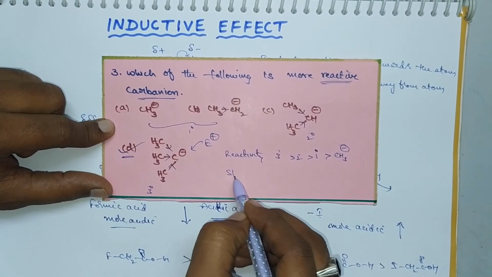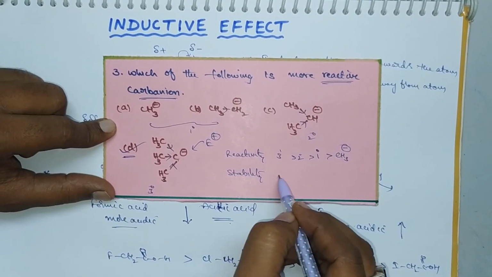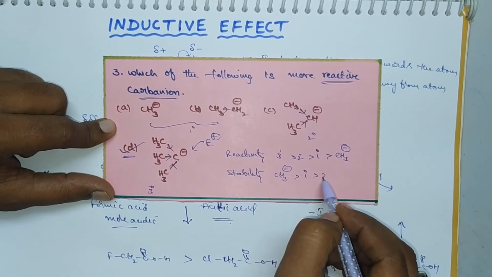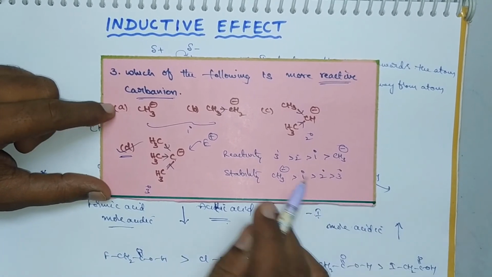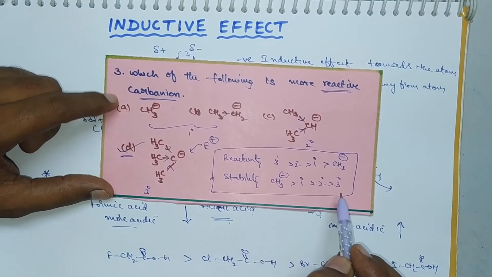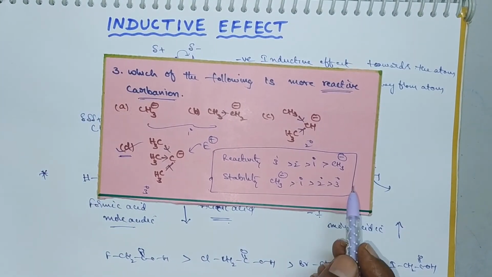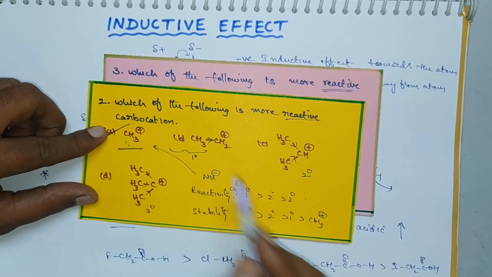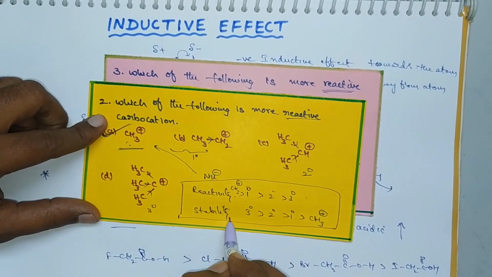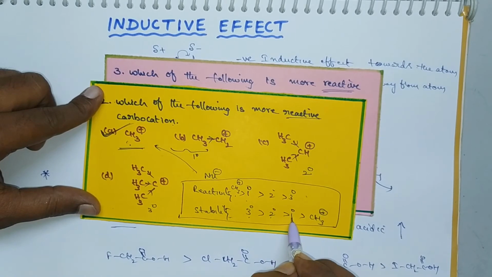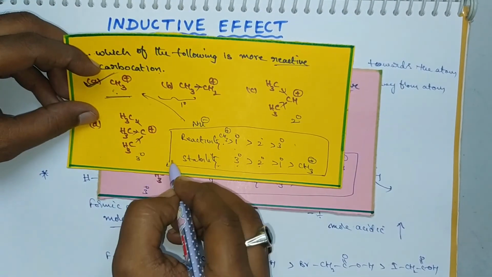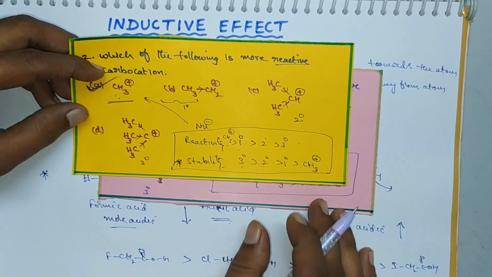If you consider the stability of carbanions, the stability order is CH3 minus greater than primary greater than secondary greater than tertiary. So you have to remember these points, reactivity and stability. If you remember one thing, you can just reverse it. For carbocations, you have to remember only one: the stability of carbocation is tertiary greater than secondary greater than primary greater than CH3. If you remember this one, you can easily remember all these and reverse them.